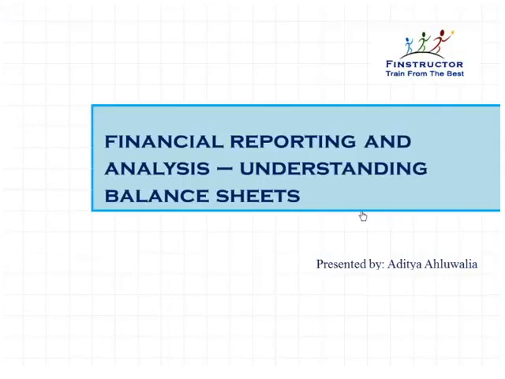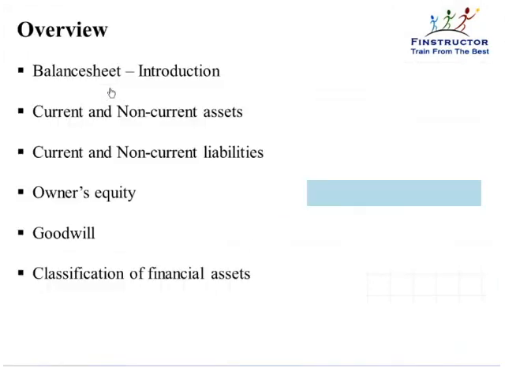Review of reading 26 of the CFA curriculum, which deals with understanding balance sheets. So we'll take a quick look again at the balance sheet and the components, understand in detail the current assets and liabilities as well as the non-current assets and liabilities, study about owner's equity, goodwill, and the accounting treatment for the various classification of financial assets.